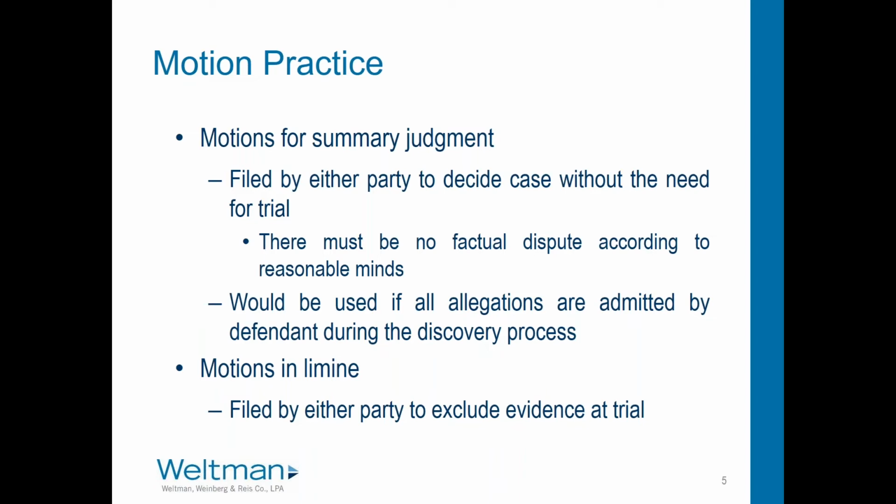The other motions you'll see a lot in subrogation cases are motions in limine. These are generally filed in advance of trial, generally after summary judgment. For example, if a summary judgment motion was filed and denied, and the case is proceeding to trial, you'll see motions in limine. These are motions filed by either party to exclude evidence at trial. They seek to exclude evidence that may be prejudicial, evidence that may be hearsay and not within an exception, evidence that may be privileged, or evidence that a party feels is irrelevant and would be prejudicial to disclose to a jury.